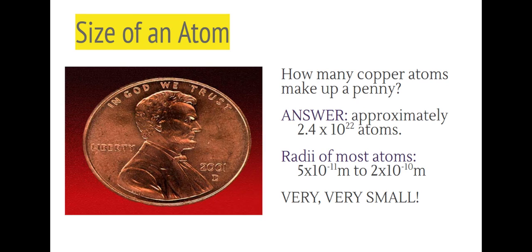The radius of most atoms is 5 times 10 to the negative 11 to 2 times 10 to the negative 10. So they are very, very small, tiny little structures that make up everything around us. We know that pennies are very small. So to imagine that there are 2.4 times 10 to the 22nd small structures making up this one space seems almost impossible. So that's why we're going to discuss atomic structure.